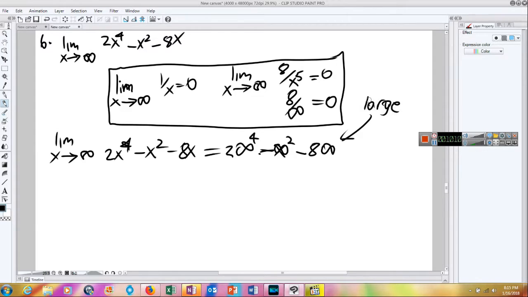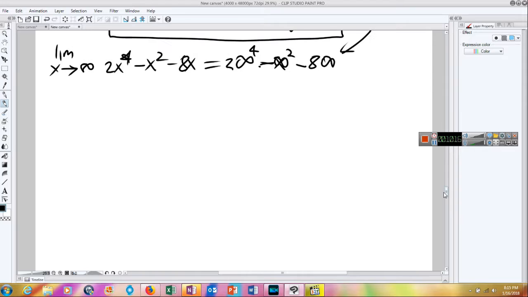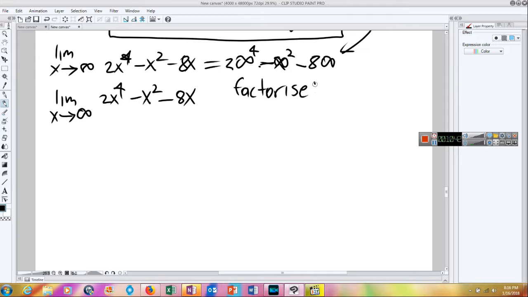So here's what we're going to do. We're going to re-establish this and work our way from the foundation all the way to the top. So the limit x tends to infinity for the function 2x to the 4th power minus x squared minus 8x. So we have to factorize. Let me write it down. Factorize x to the 4th power in this expression. That simply means we're going to divide everything by x to the 4th power.